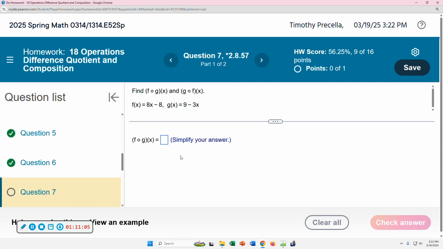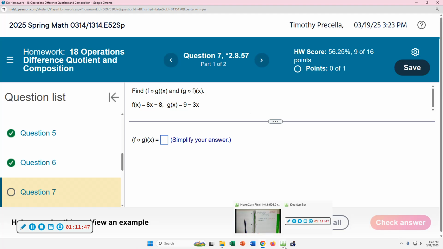So this is number 7. We have two functions. F of x equals 8x minus 8, and g of x is 9 minus 3x. They want us to find f composed with g of x and g composed with f of x. We'll start off with f composed with g at x. But realize your answer is not going to be a number. It's going to be a function of x.